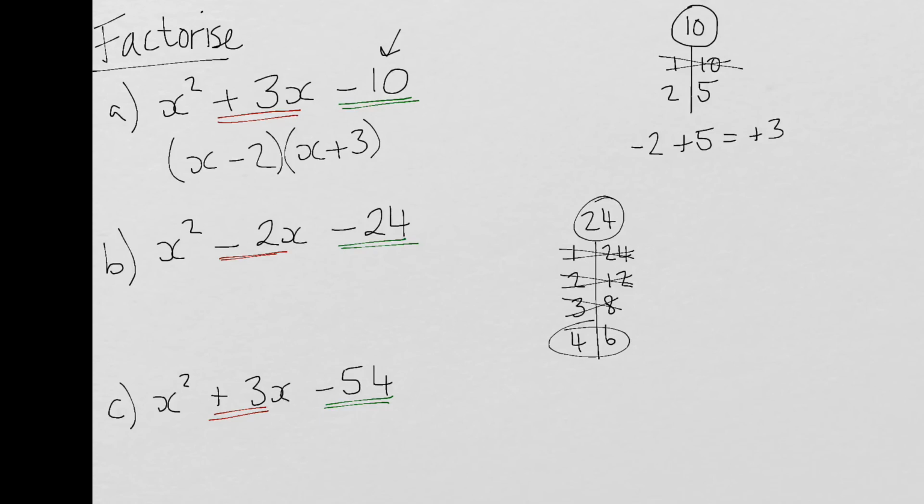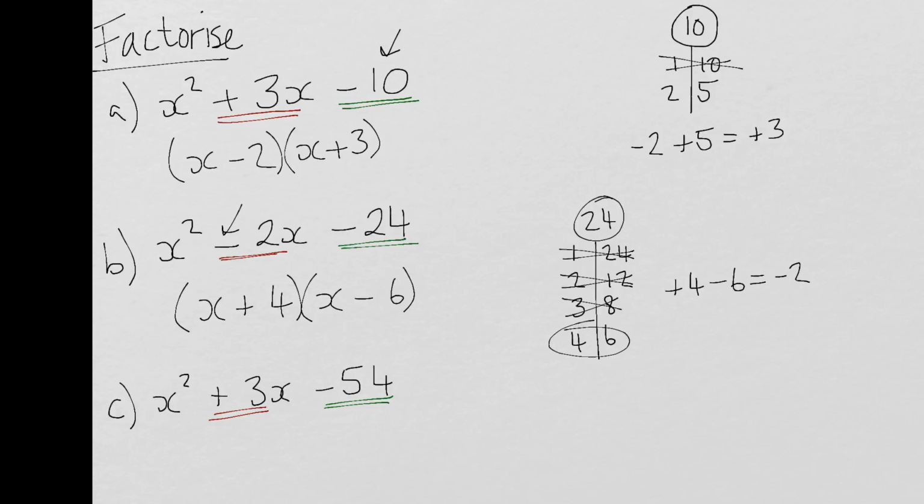Now overall, I want a negative 2. So that means the bigger number is going to be negative. So positive 4, negative 6, that would give me that negative 2. So factorising, I'll have x plus 4 and x minus 6.